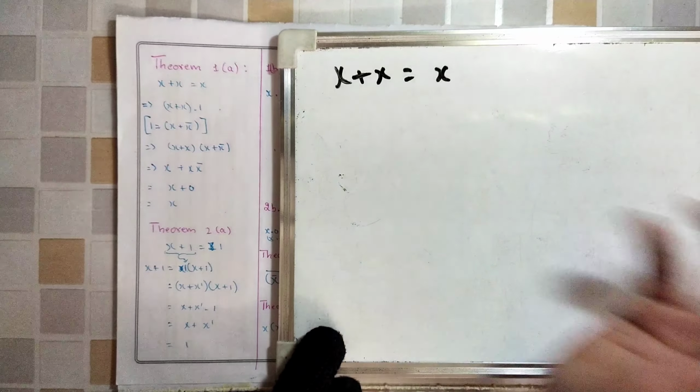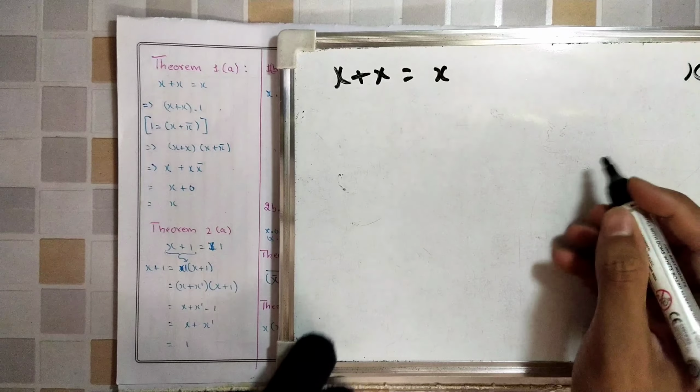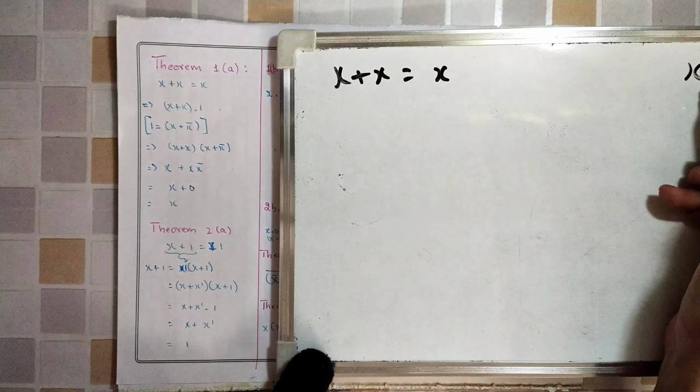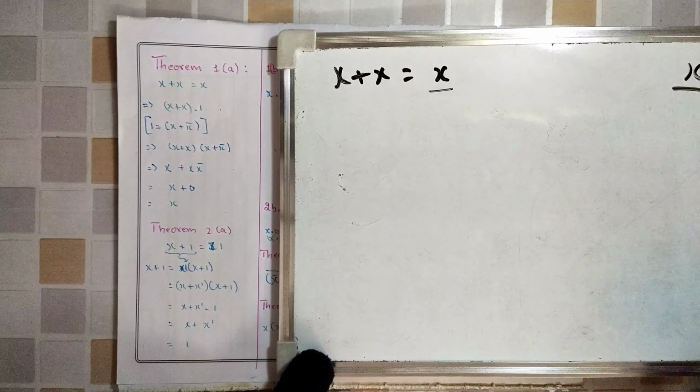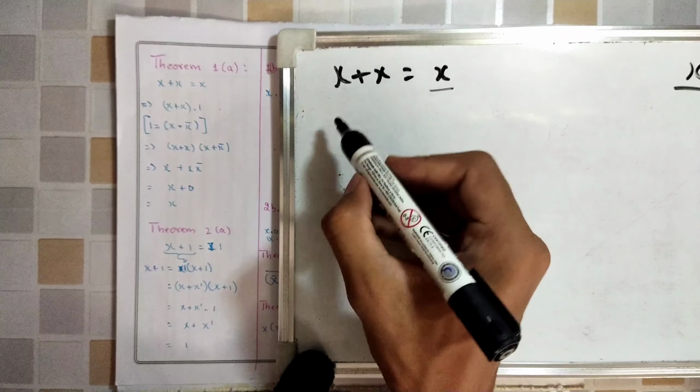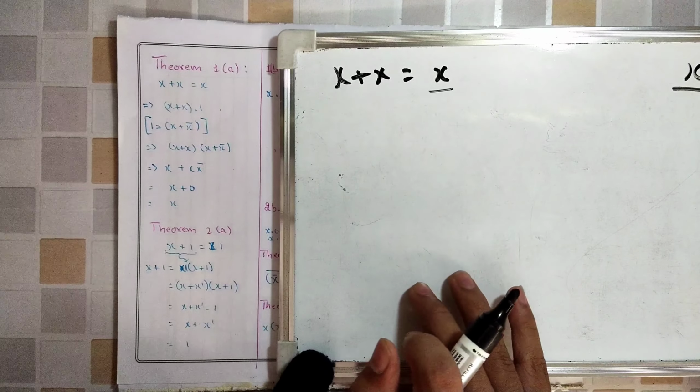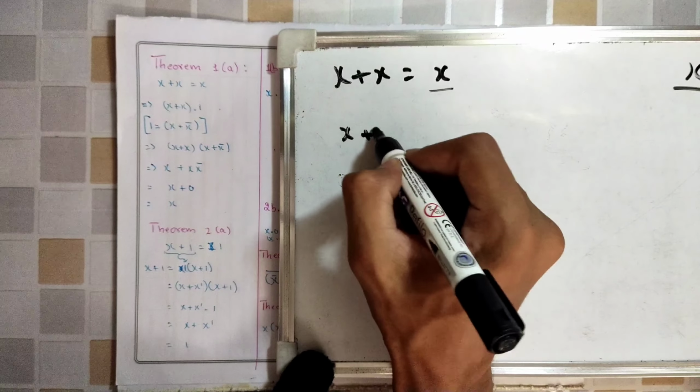So here x plus x is equal to x. We won't touch the RHS; let us keep it on the right hand side itself. So let us solve this left hand side. x plus x. Now we can multiply the x plus x by 1.